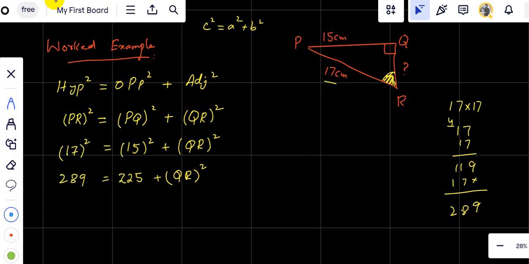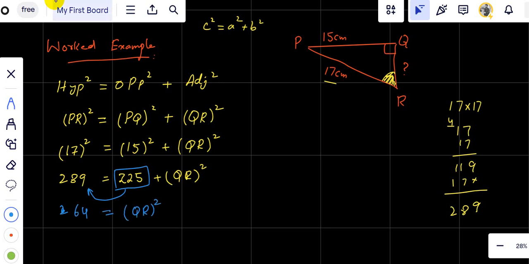Changing the sides. It means we can shift this on the left side, or we can subtract 225 on both sides. So what do you suggest? Should I shift this 225 on the left side? Yeah. So it's 64 equals QR square.